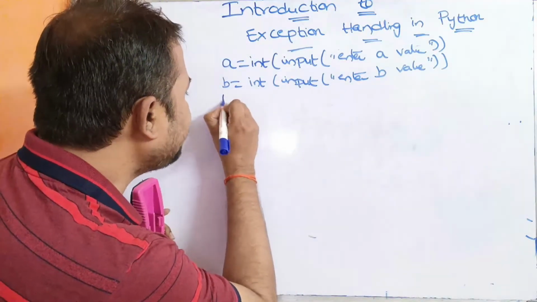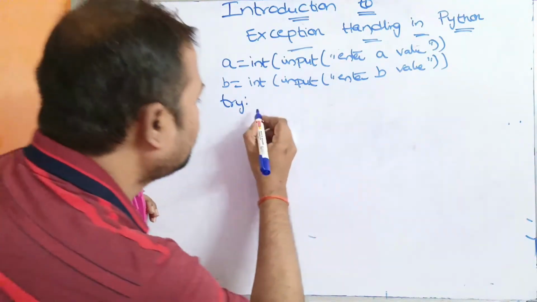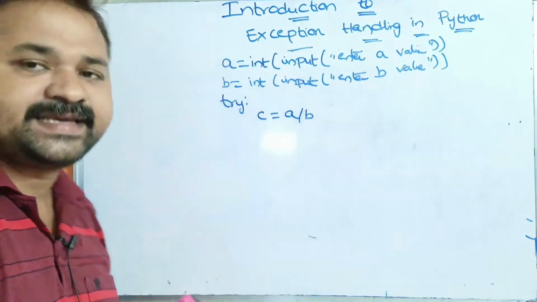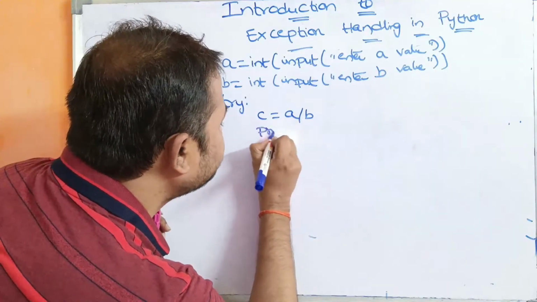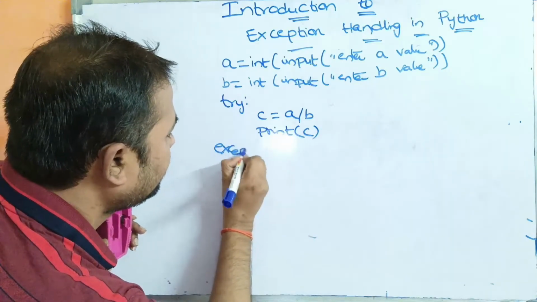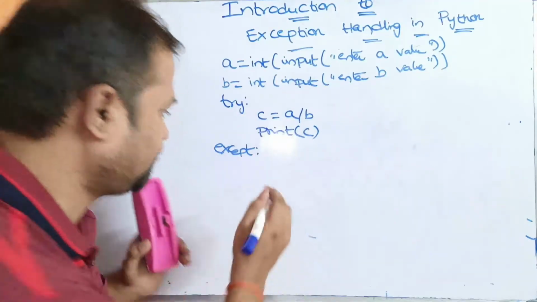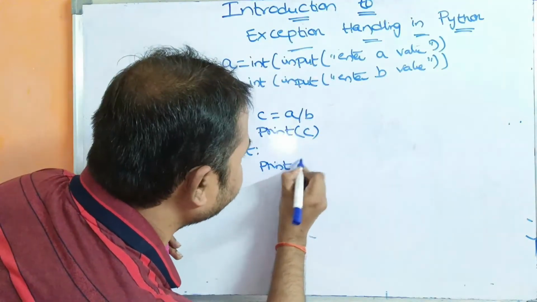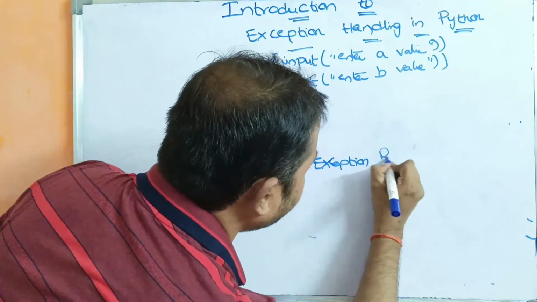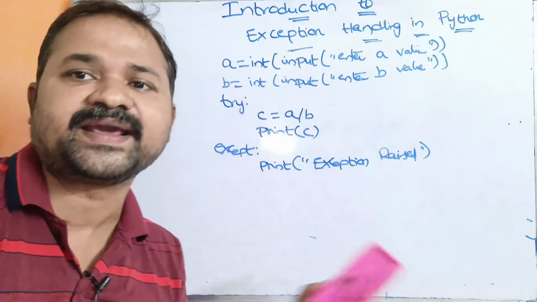The syntax for try is very simple. Try colon. So what is the statement here? c is equal to a by b. Next, simply display the c value, so print c. Now let us write except. What is except? It contains a list of statements that handle the exception. Let us write the body here: print exception raised. There is an exception in the try block, so that's why this block got executed.